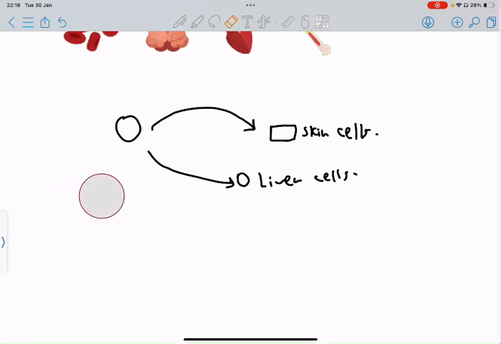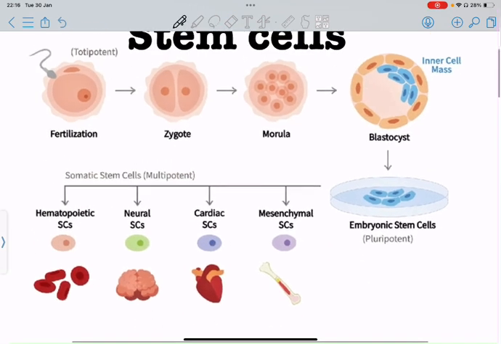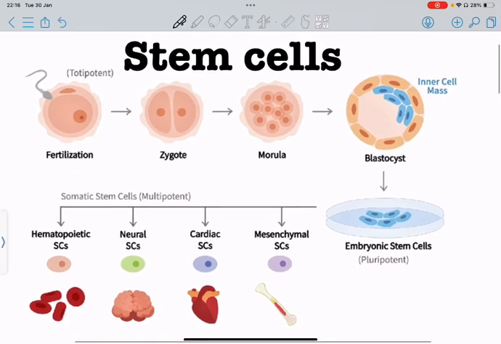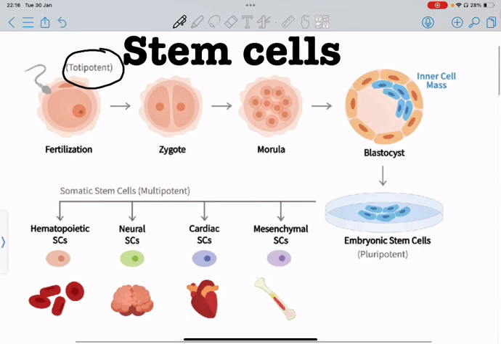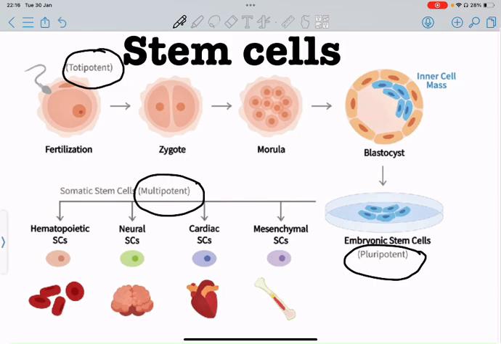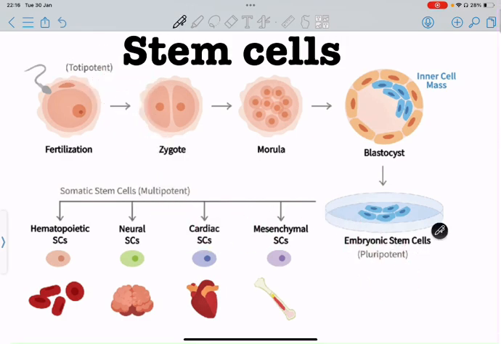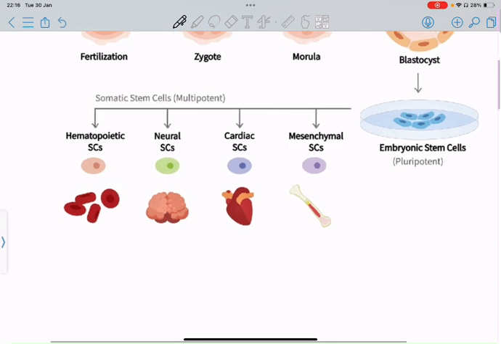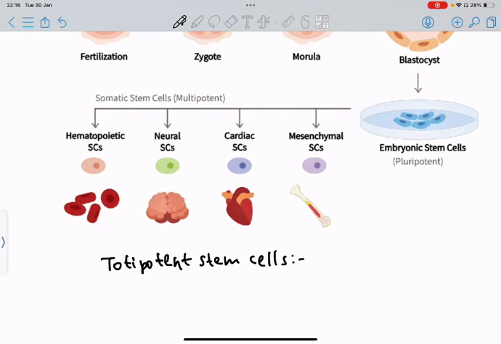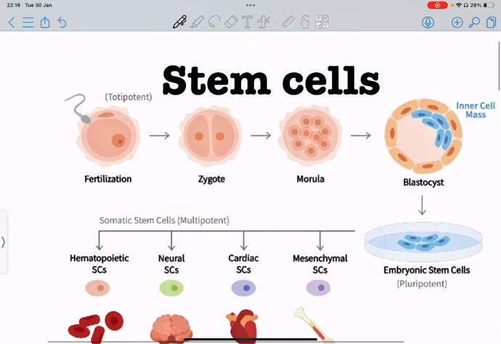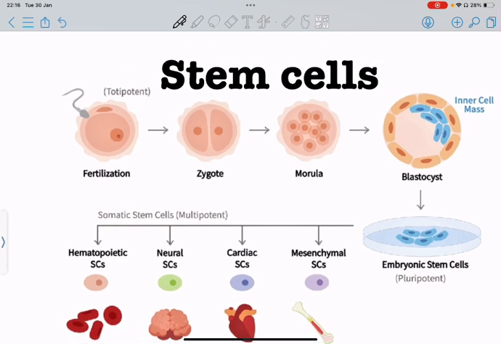Now, there are three main types of stem cells. There are the totipotent cells, the pluripotent cells, and the multipotent cells. Now, we will define each of them. So, totipotent stem cells. These are stem cells that give rise to all 216 cell types.